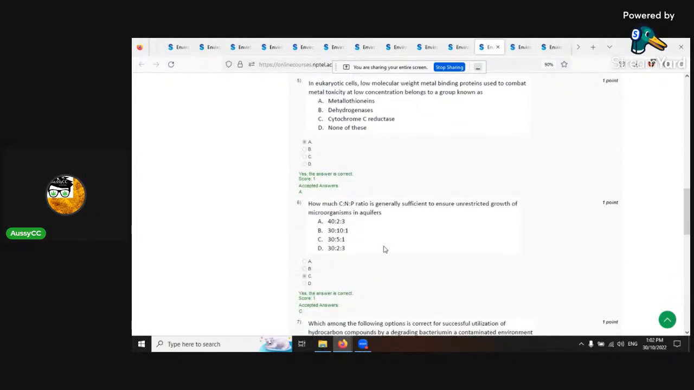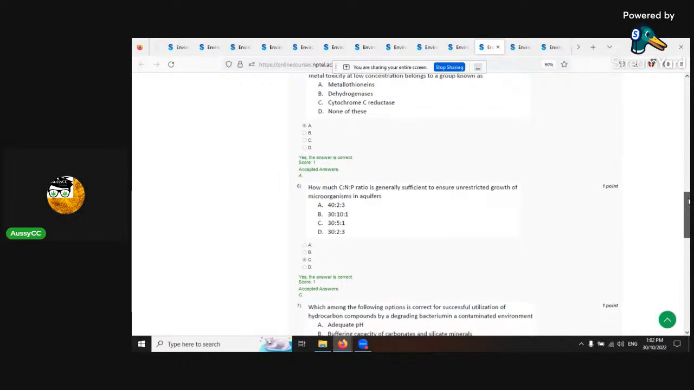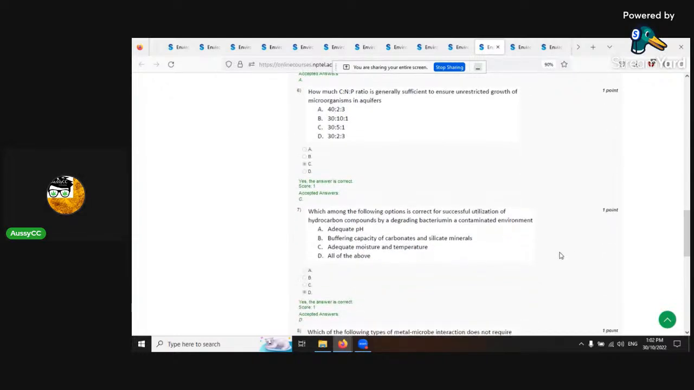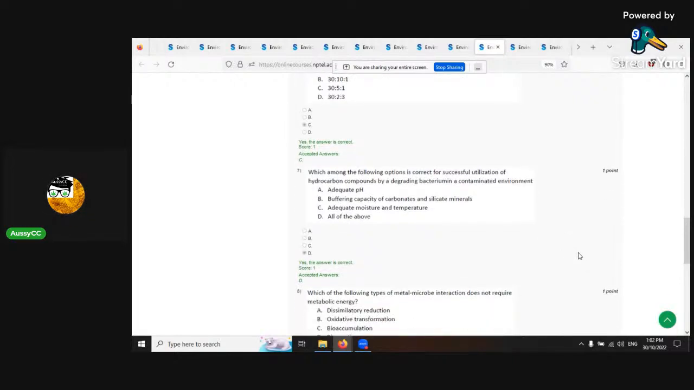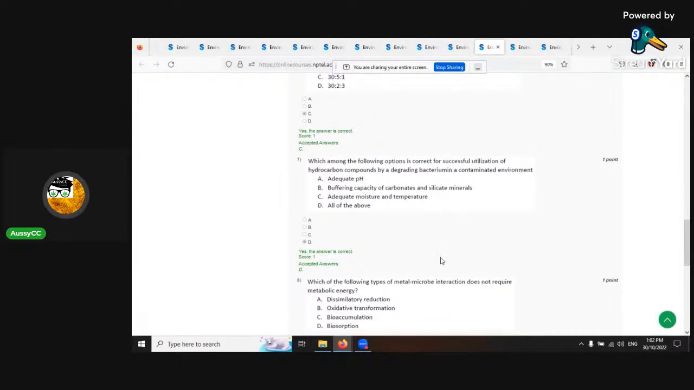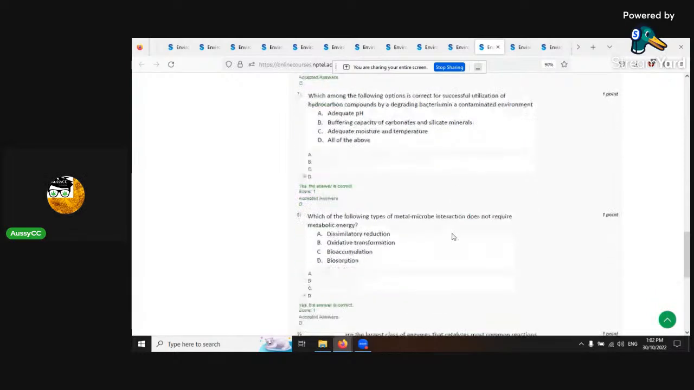Which among the following options is correct for successful utilization of hydrocarbon compounds by degrading bacterium at a contaminated environment? Which one of the following options is correct? Could have more. pH is the giveaway. Which of the following types of microbe metal interactions does not require metabolic energy? Well, you can absorb it. Just absorbs. That's passive uptake, not active.